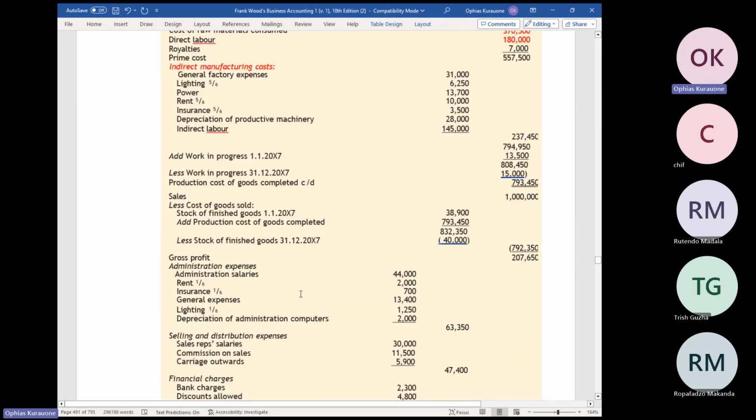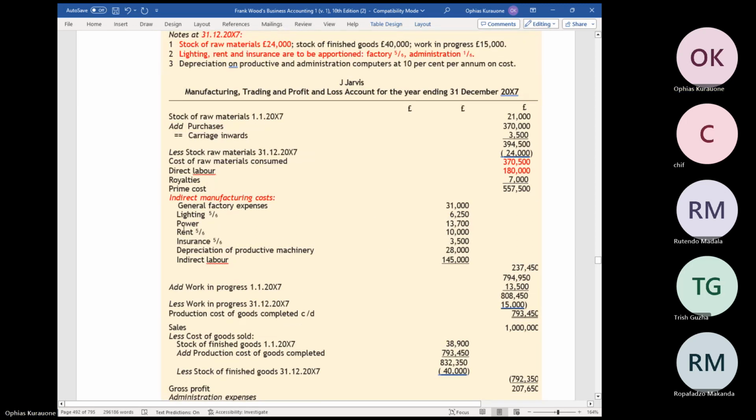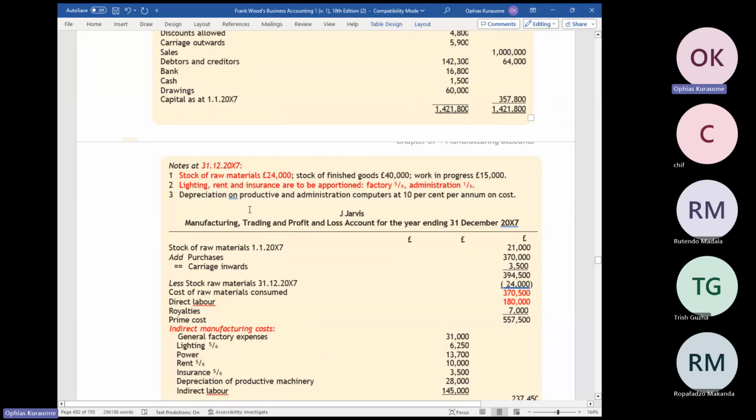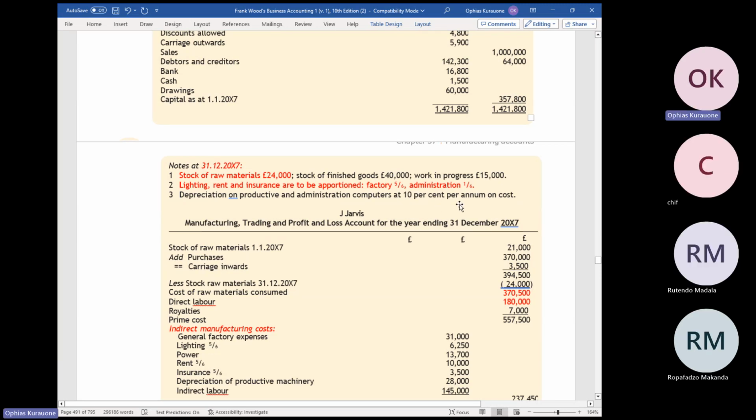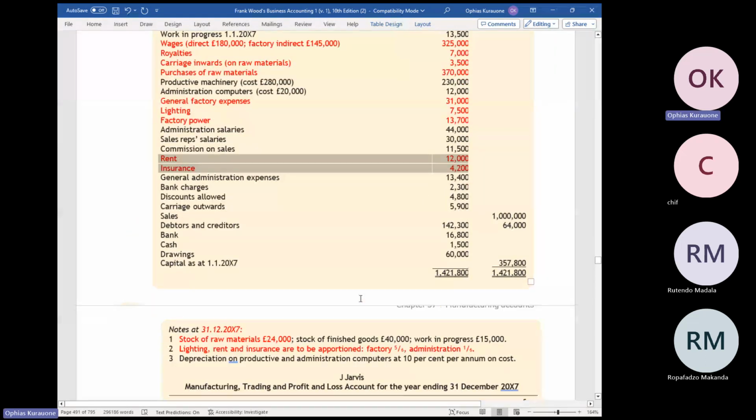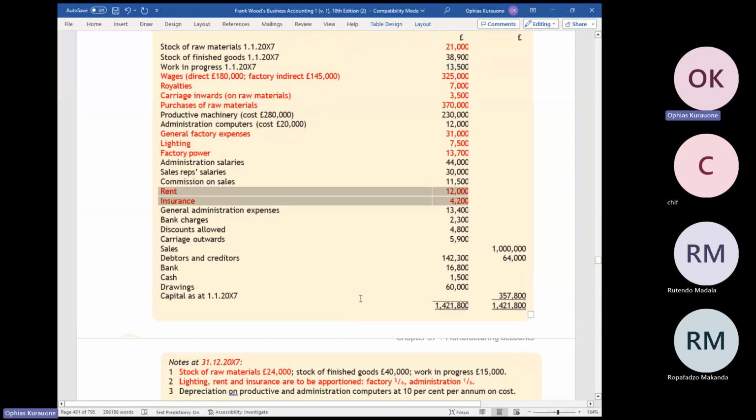That's why you find out that here we have got 5/6, then power is okay. Then the depreciation on productive and administration computers is 10% per annum on cost. So there's depreciation here, on the productive and administrative computer. So we have got administrative computer and productive machine. One of my friends was asking why here we've got a cost of 280 and here 230. What are they saying? The cost of purchasing this machinery was 280, but the value now is 230.